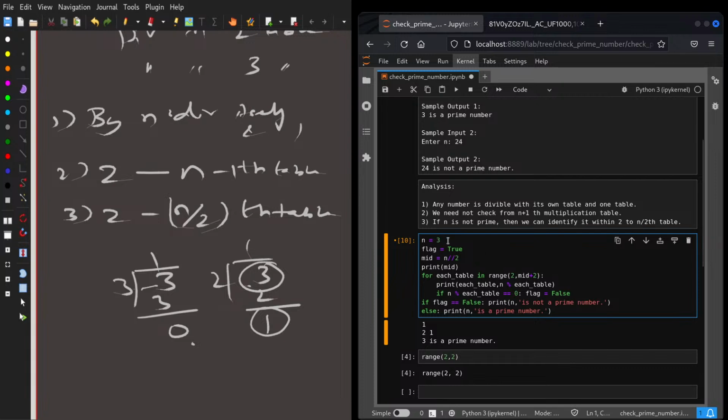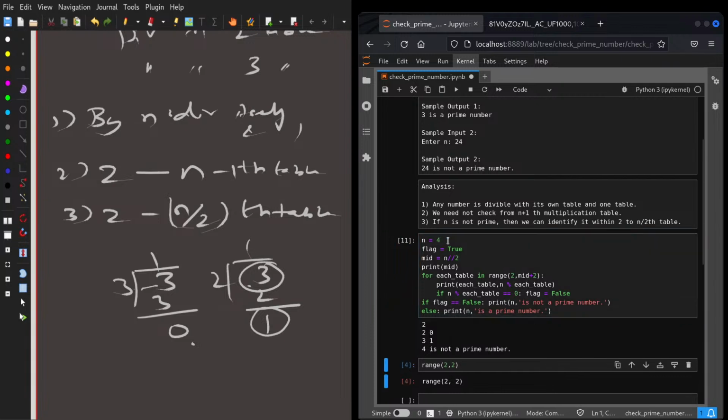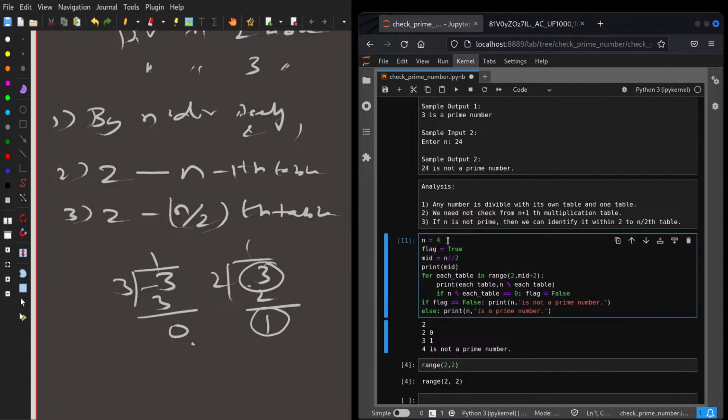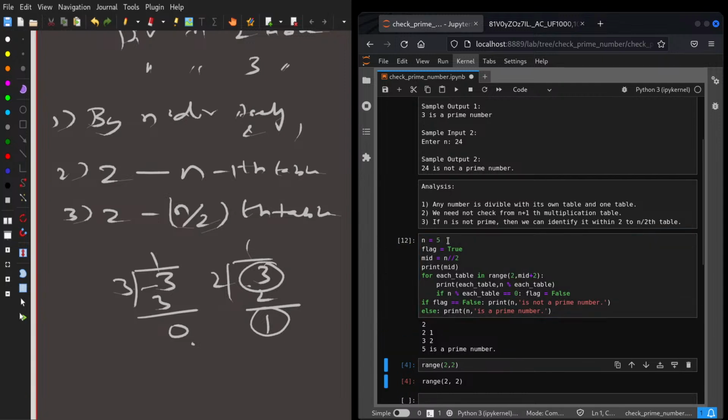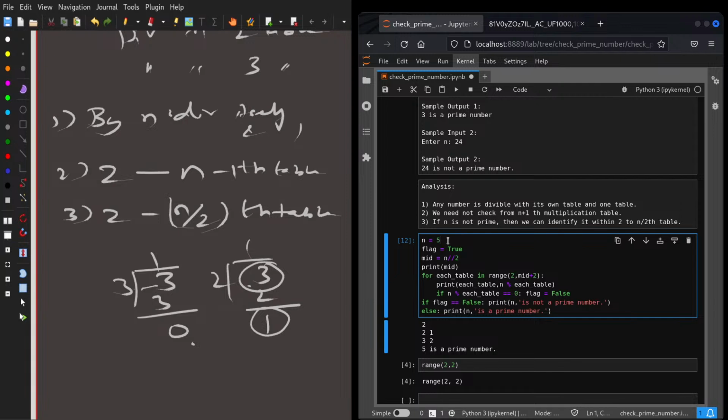Now let's try for 4. 4 is not a prime number. Get it? 4. Okay, let's give 5. 5, is it a prime number? But in our result, we are getting 5 is a prime number, isn't it? So what would have gone wrong?